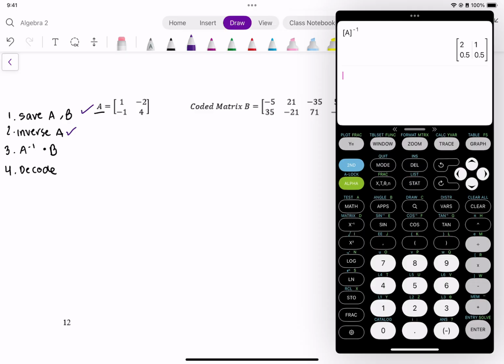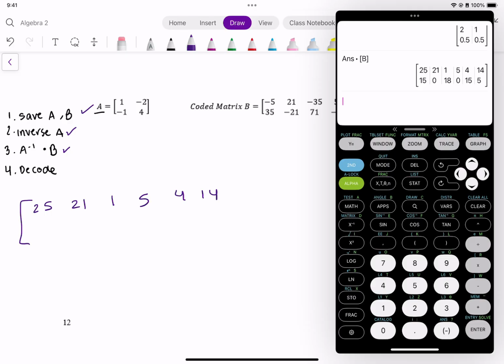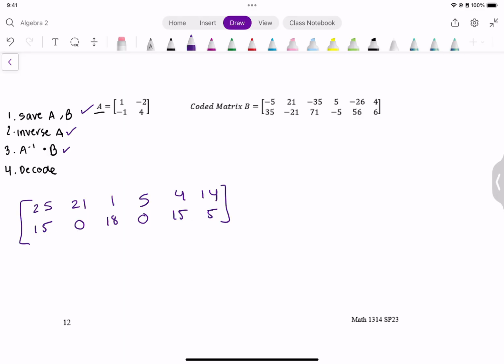Now, whatever we get, that's the answer. We're going to multiply that by matrix B. So I'm going to put times and then matrix B. There we go. We press enter. So that will be step number 3. And then lastly will be to decode. So the answer that we have right now is 25, 21, 1, 5, 4, 14, 15, 0, 18, 0, 15, 5. Right, so that's what we have. Let's go ahead and decode it.